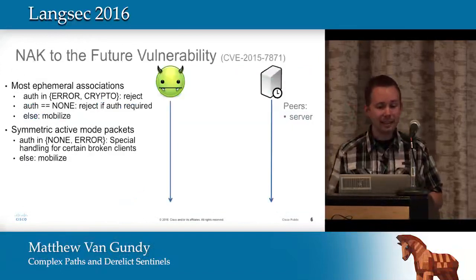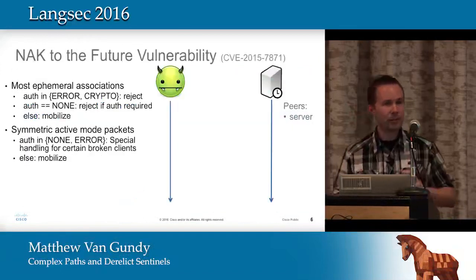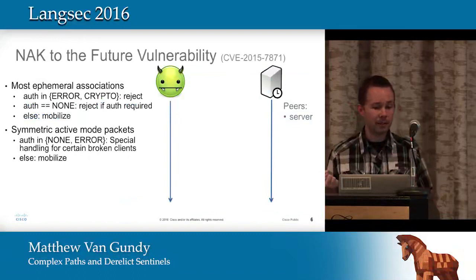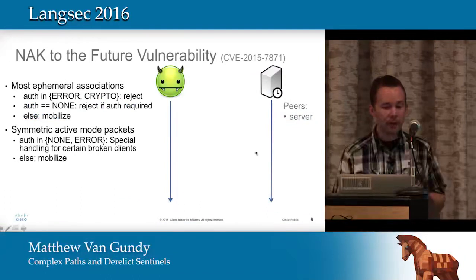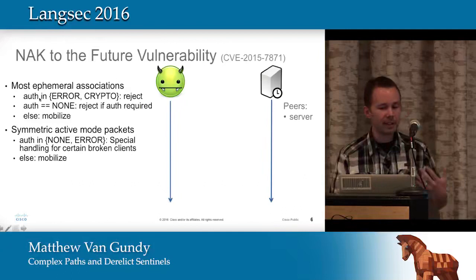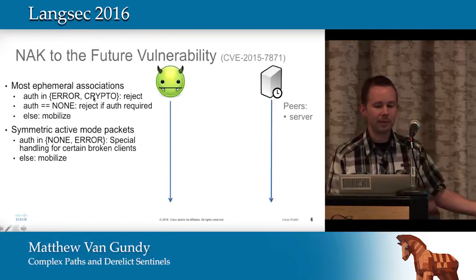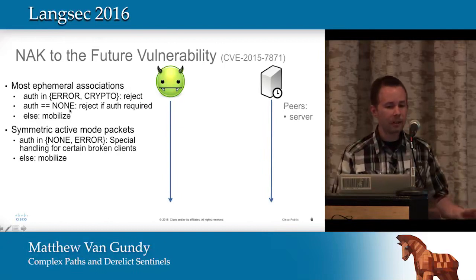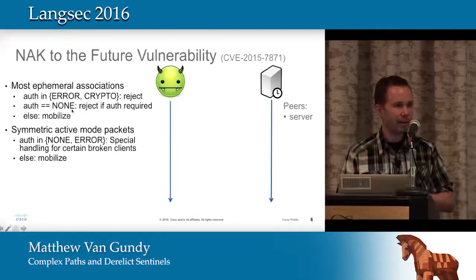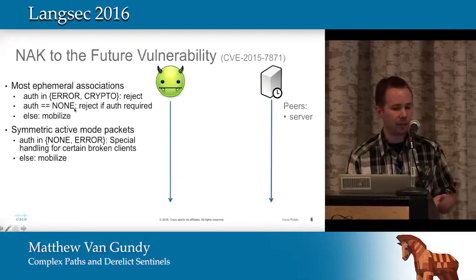What this means is that when ephemeral association is trying to decide whether to bring up an ephemeral association, in most of the code it basically says, hey, if authentication is either error or crypto NAK, go ahead and reject this packet. Don't bring up the ephemeral association. If it's none, we're going to reject this packet if authentication is required. Otherwise, we'll bring up a new association.